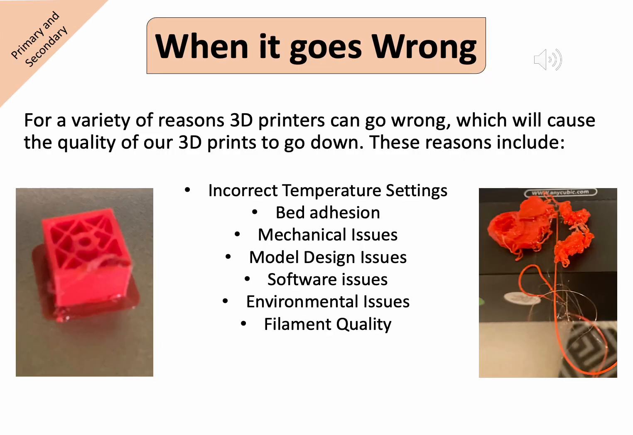Oftentimes 3D printing can go wrong. It's quite a complex series of operations to create a part, and things that could cause the 3D print to go wrong could include incorrect temperature settings, so this is in the bed and in the nozzle, and bad bed adhesion, which can be due to not having a high enough bed temperature.